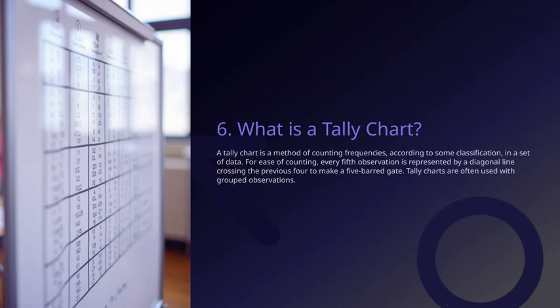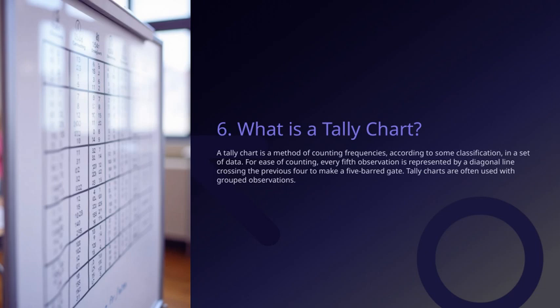Let's talk about what a tally chart is. A tally chart is a simple way to count how often different categories or classifications appear in a set of data. It helps us organize and visualize the counts easily. When we make a tally chart, we use marks, these little lines, to record each observation. Every time we see an item, we add a line.